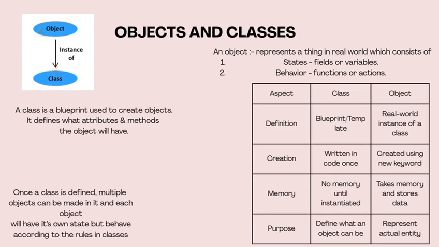Let's begin. A class is like a blueprint. It defines what attributes and behaviors an object will have. Once a class is created, we can make multiple objects from it. Each object is a real-world instance that has its own state and behavior, but follows the rules defined in the class. This is the foundation of object-oriented programming.